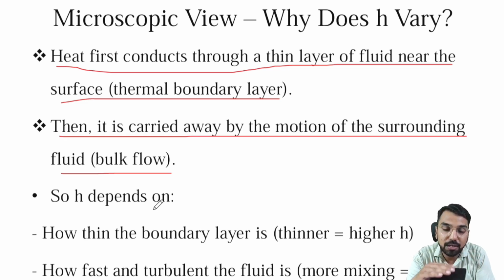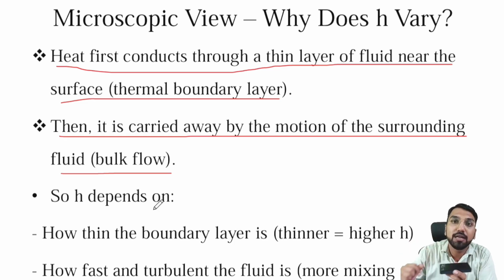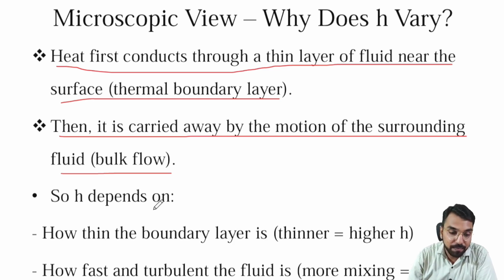So these are the two main aspects. First is conduction, where the hot plate will be in contact with the first layer of a fluid. There the conduction happens, and then with the further layers, the motion of the fluid layers will cause the heat transfer, which is convective heat transfer.